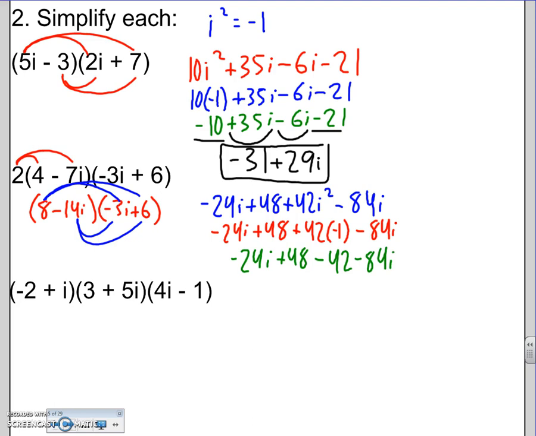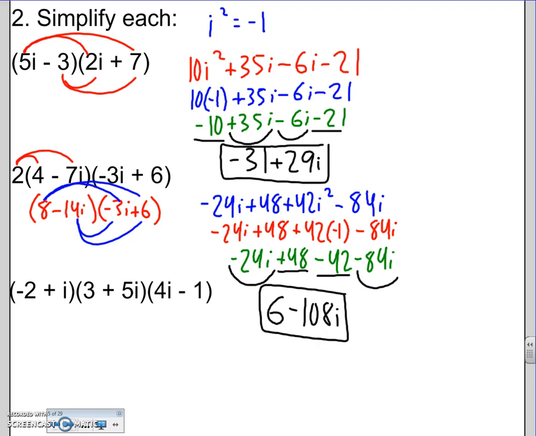The real part first, thing without i. So I have 48 minus 42. That's 6. Here's the i part. Negative 24i minus 84i. That is negative 108i. That's the answer. Now, a nice thing about these questions with i, you can check in the calculator.